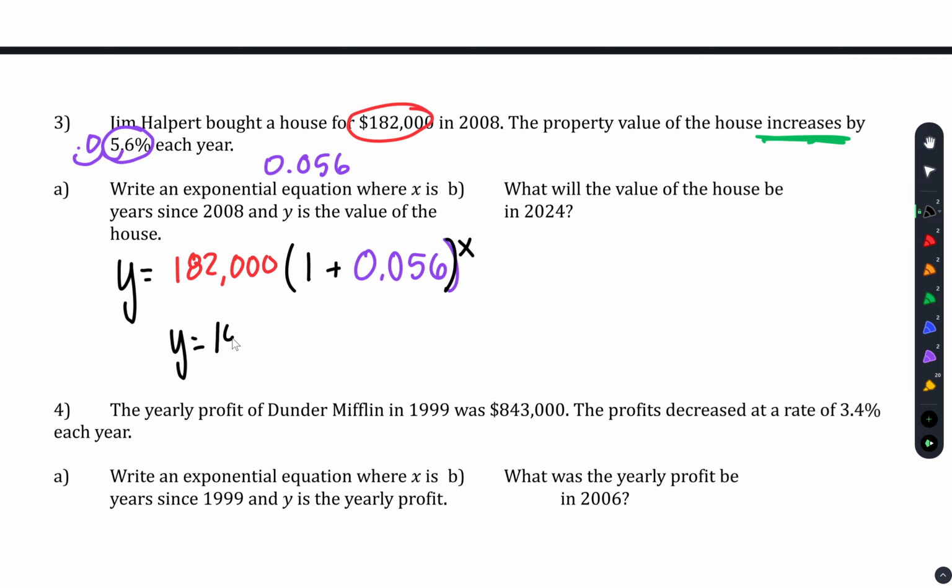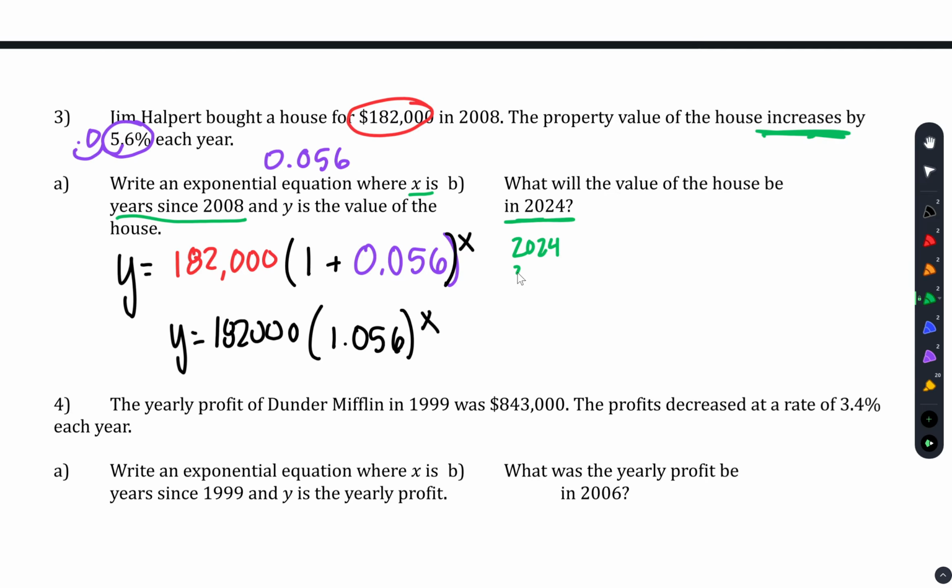To simplify, 182,000 times 1.056, all raised to the x power. Now, if I take a look at letter B, what will the value of the house be in 2024? X is the number of years since 2008. So 2024 minus 2008, I'm going to get 16 years. So my equation, y equals 182,000 times 1.056 raised to the 16th power.